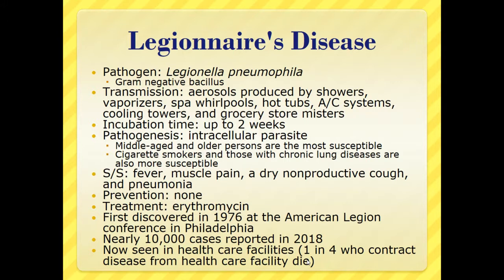So another type of pneumonia is known as Legionnaires disease, and it was named because it was first discovered in 1976 at the American Legion Conference. They were celebrating the bicentennial of the United States, and they were at this hotel, and they started developing this pneumonia, and some were dying from it. And it was there that we discovered this new bacterium that we knew nothing about, and it was named Legionella pneumophila.